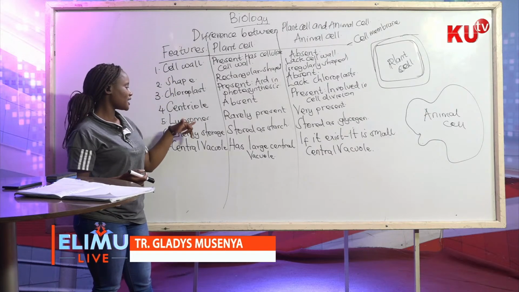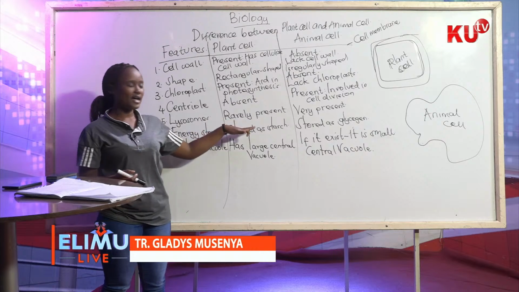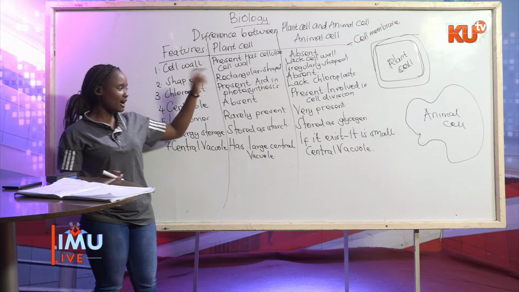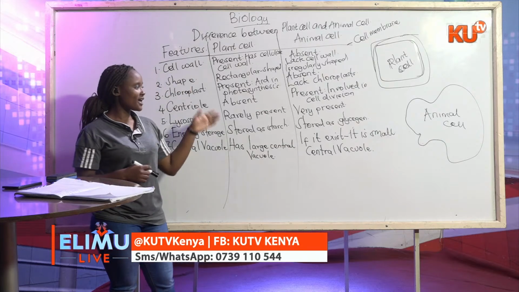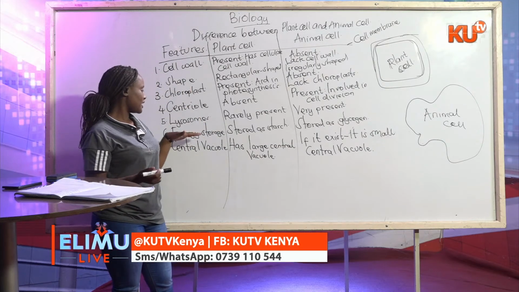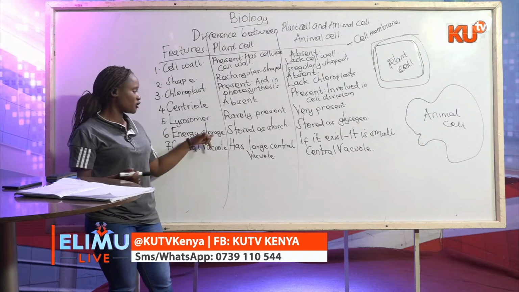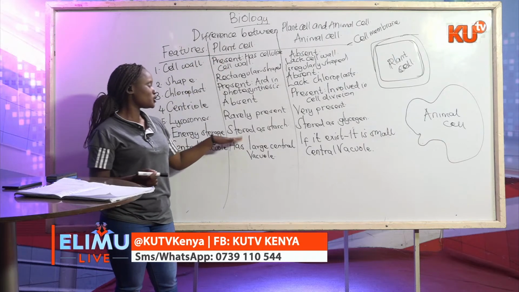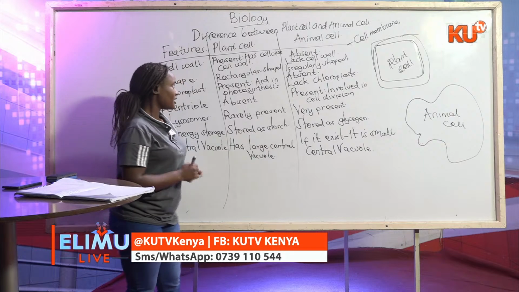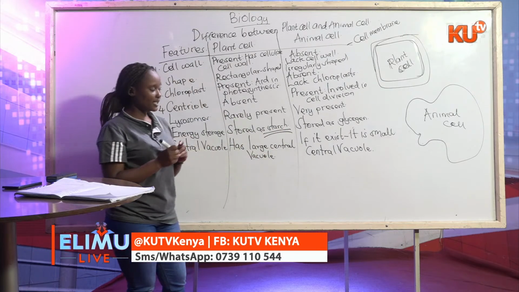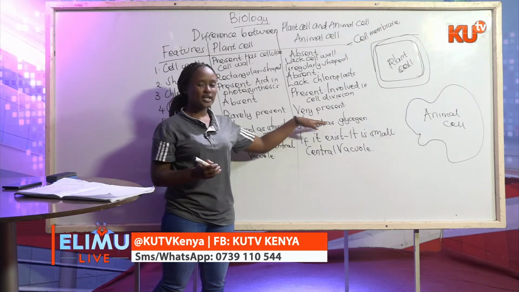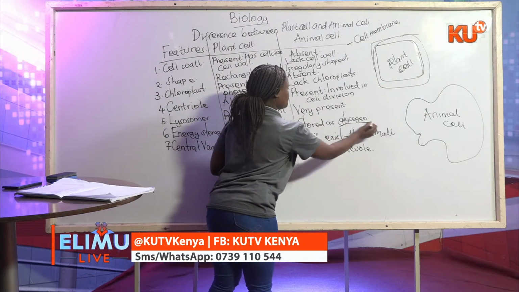Now we have the lysosome. It is rarely present in plant cell. And then in animal cell, it is very present, which helps in the worn out tissues. And then energy storage. In plant cell, it is stored as starch. And then in animal cell, stored as glycogen.